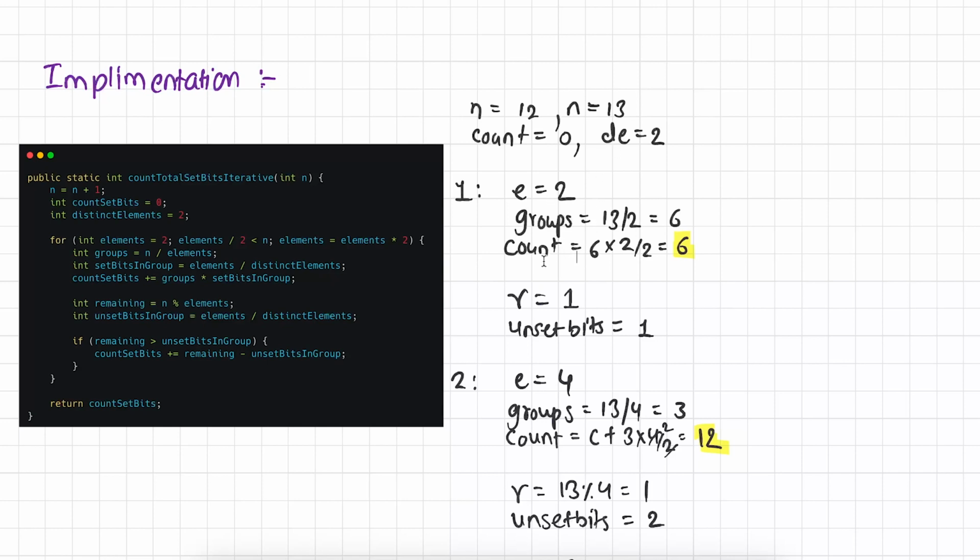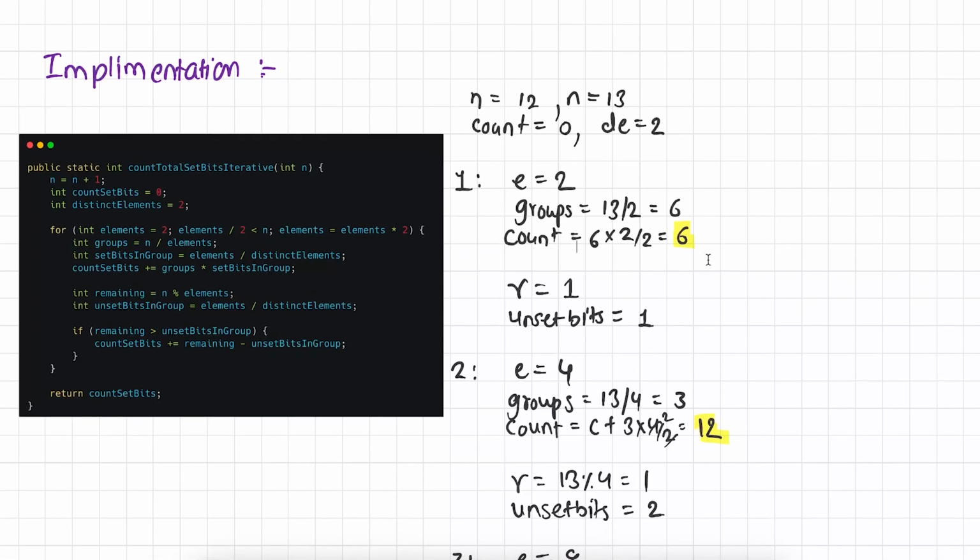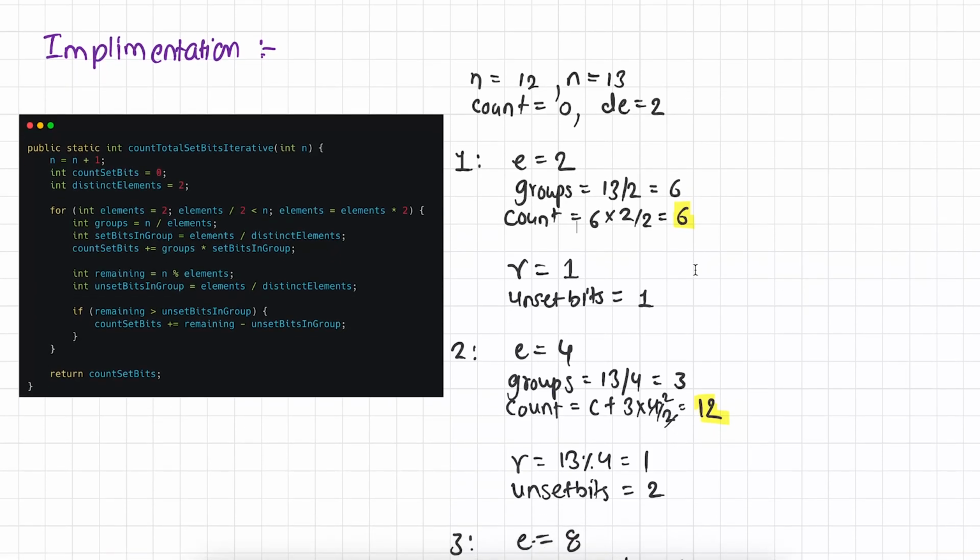Okay. So our count of set bits is going to be 6 into 2 divided by 2, that is equal to 6. Okay. Then we simply calculate remaining elements. Here it comes out to be 1, and unset bits also comes out to be 1. So we are not going to get into this if statement.